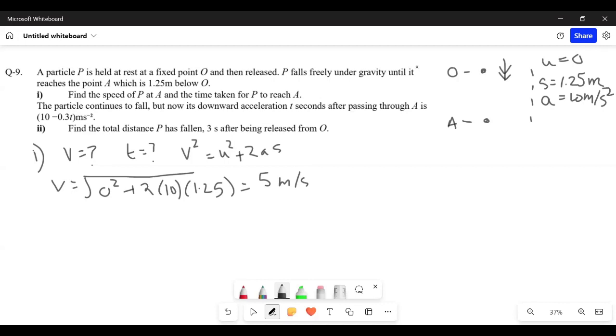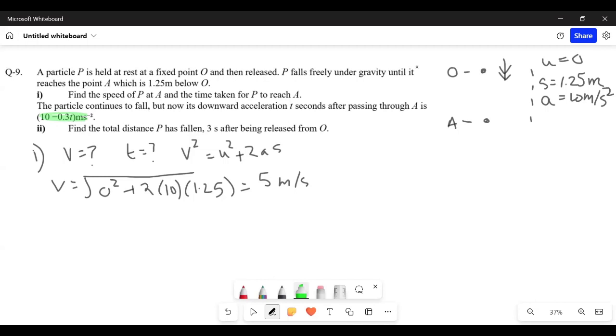The particle continues to fall, but now its downward acceleration t seconds after passing through A is given by this. Okay. Now acceleration has its own formula, and that means the value changes with t. That means it's no more straight line motion. That's why we cannot use equations of motion anymore. Instead, we have to use the given expression for A.